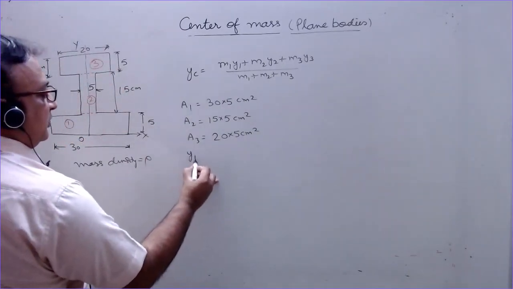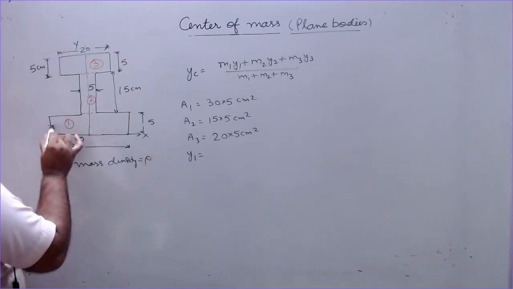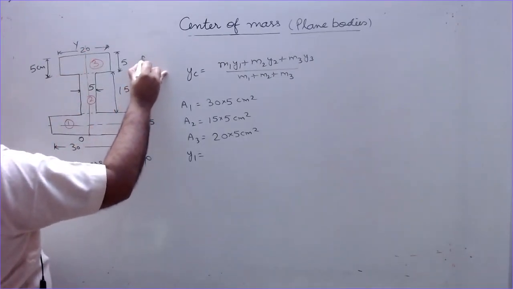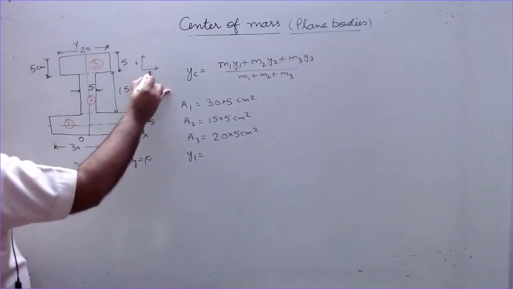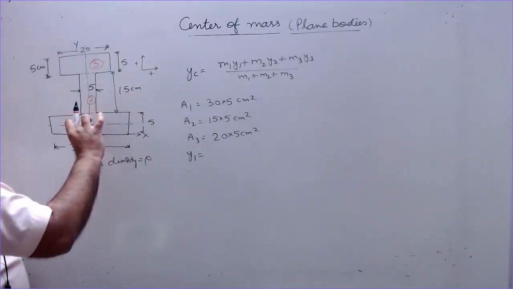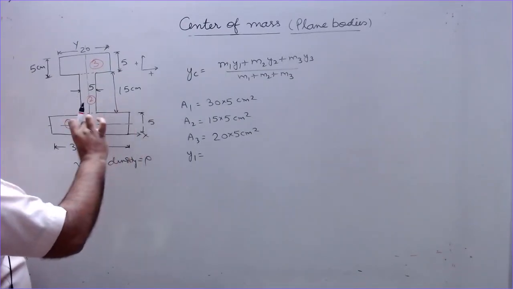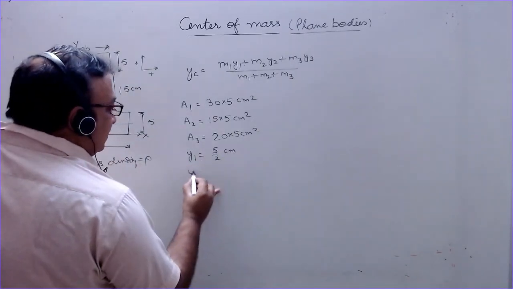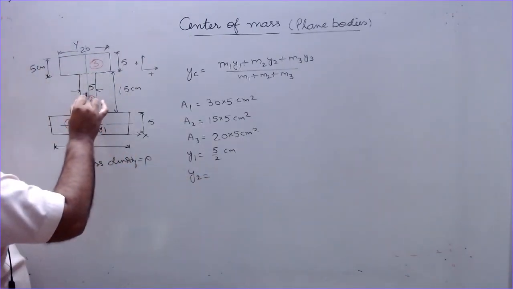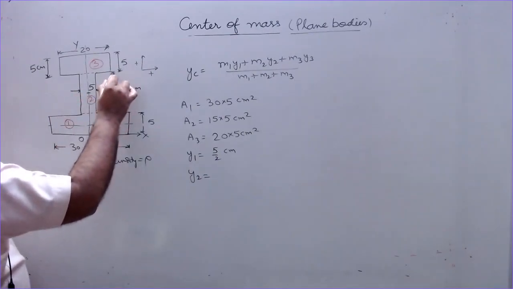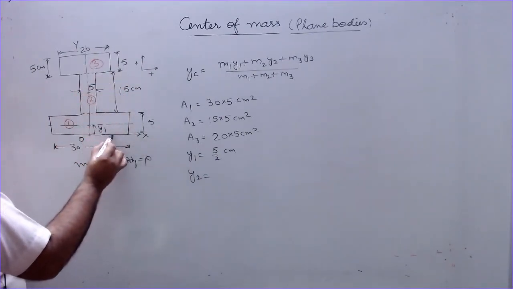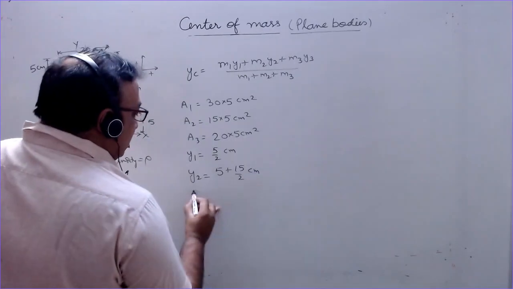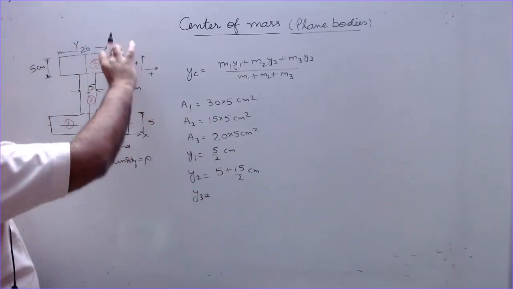What is y1? For the first body, the centroid from the origin. You can select the origin anywhere. It is easier if you take it here because the center of mass is varying only about this. So this is our positive direction. The center of mass of a rectangle is at a distance of half of its height. Height is 5, so y1 is 5 by 2 centimeter. Then we have y2. The center of mass of this one is lying at a distance of 15 by 2 from this line. So 5 plus 15 by 2. And y3 for the third body is 5 plus 15 plus 5 by 2.